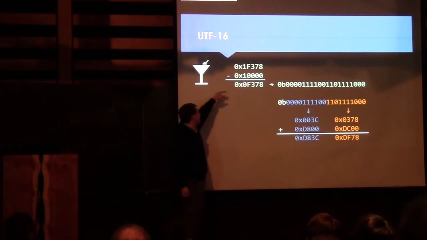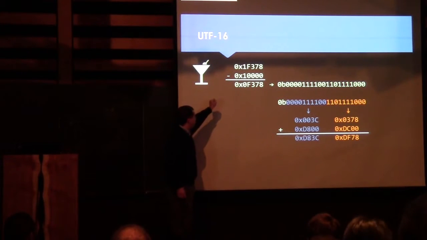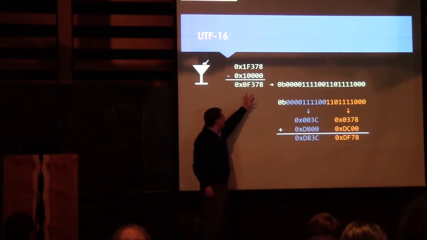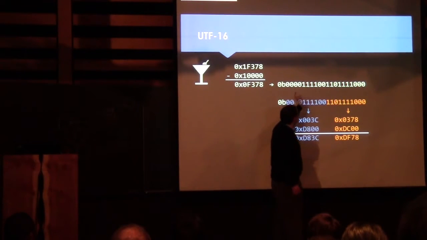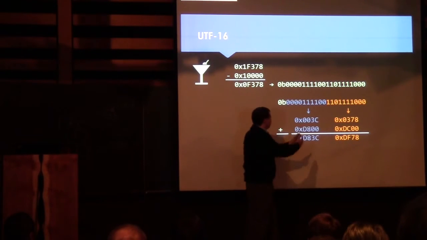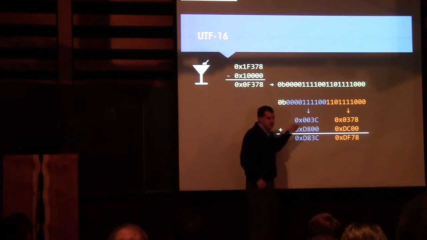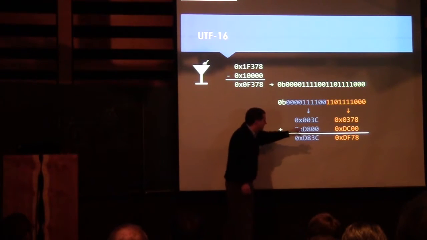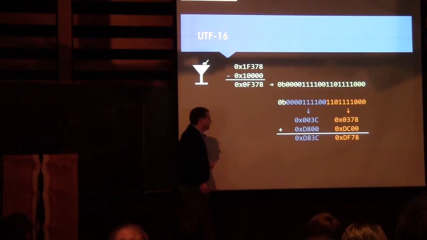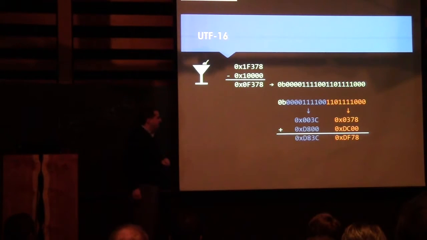So what we do is we subtract from it to get a value that's representable by 20 bits. And then we'll take that, I've converted it to binary because it's easier to see. We'll take the bottom 10 bits and the top 10 bits, and the top 10 bits we will encode into the lead surrogate, and the bottom 10 bits we will encode into the trail surrogate. And so those are formed just using the same steps that we had before.